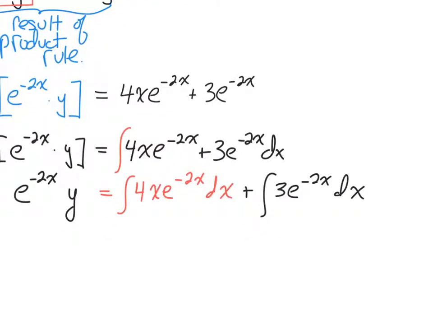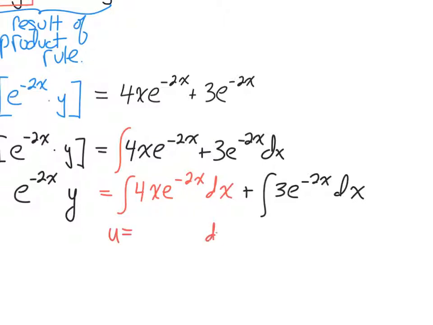Alright, so the left-hand side cancels. The integral and the derivative cancel out, so that's fine. The right-hand side, we know we can figure this one out easily enough. It's this one. You need integration by parts to figure it out. Alright, so we'll establish a u and a dv.